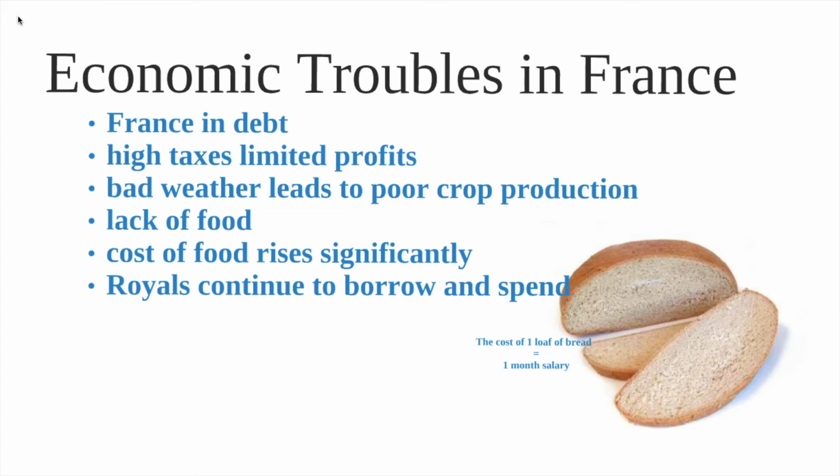Louis has overspent. He spends all the time. We're not going to take a ton of time to talk about Louis' ridiculous amount of spending, but trust me, it's a lot. And because of the taxes, right? So we're taxing the third estate who's not making any money. The wealthiest people in France are not being taxed. We're taxing the poorest people. And at some point, that's going to become extremely detrimental.